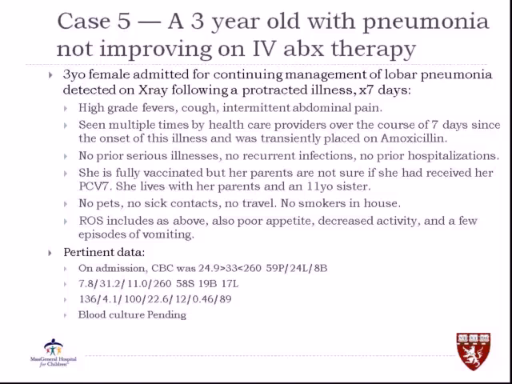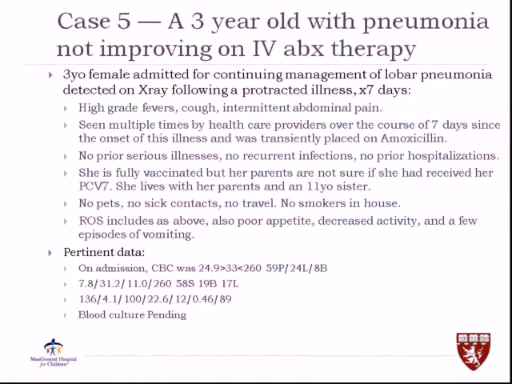So let's move on to our last case here, and this is a case about a pneumonia that is not improving on therapy. This is a 3-year-old female who was admitted to the hospital for pneumonia. That pneumonia was detected by her pediatrician on an X-ray, after an illness that was ongoing for about 7 days or so. The patient showed up with high-grade fevers, cough, and intermittent abdominal pain. She was seen multiple times during these 7 days, and then she was placed on amoxicillin.